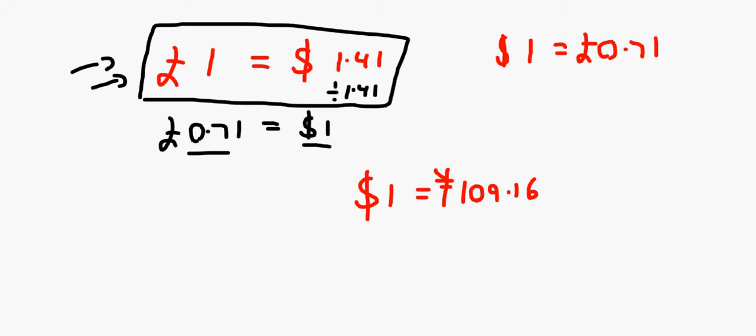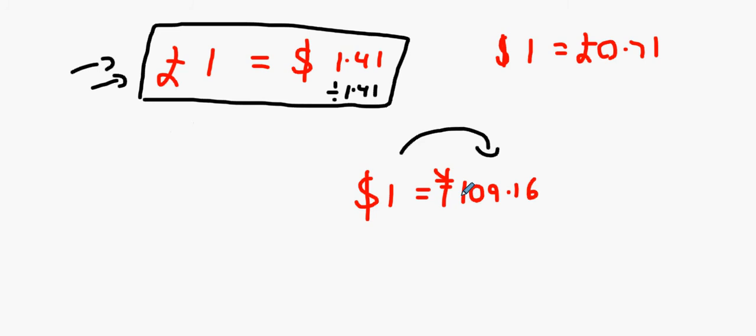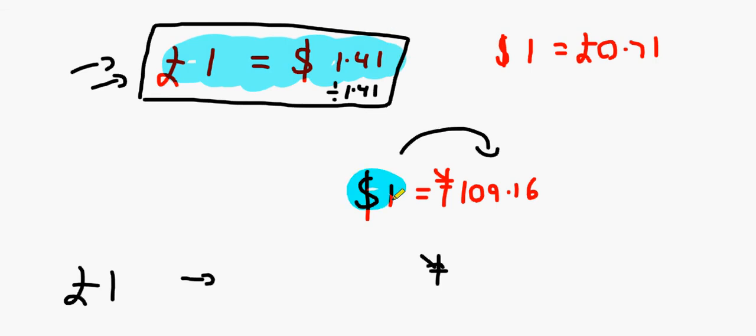Okay. The next thing we're going to ask you guys is the following. 1 US dollar is 109.16 yen, Japanese yen. You guys leave it here alone. What I'm asking you guys is, how can you convert 1 English pound into yen? How would you do that? So, given that you know this information here and this information here, how would you get from pounds to yen?